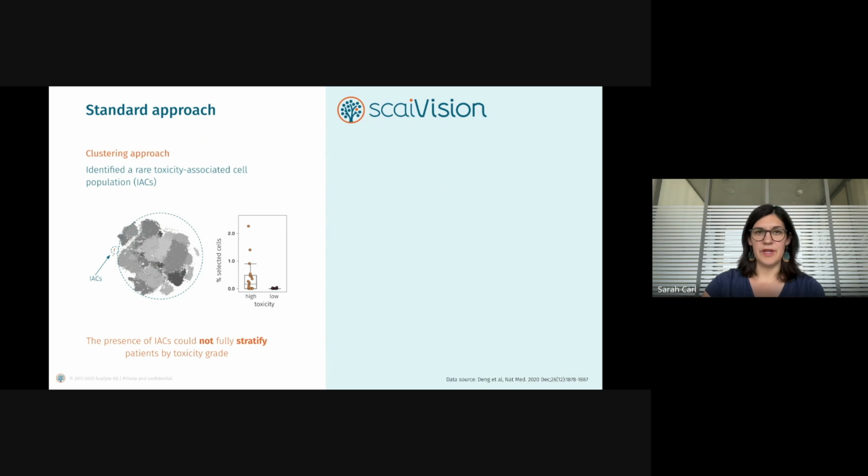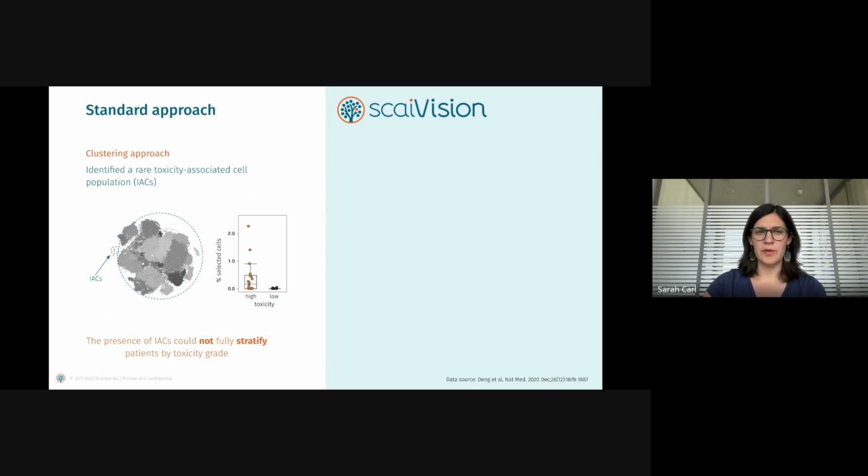I'll use another example to illustrate how this unbiased approach can yield greater discovery power. We analyzed a publicly available dataset of CAR T cell therapy products, where the endpoints were high versus low-grade toxicity experienced by patients. In the paper, the authors used a standard unsupervised clustering approach and then performed differential expression analysis for each cluster for high versus low-grade toxicity. They identified one outlier population of cells that were associated with high-grade toxicity, which they called IACs. But these cells alone could not fully stratify patients by toxicity grade.